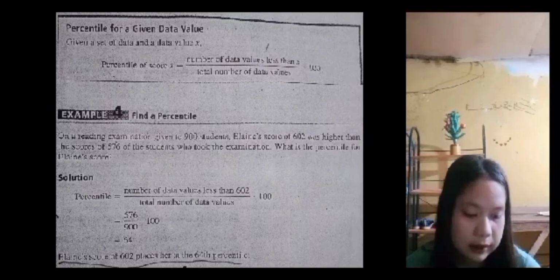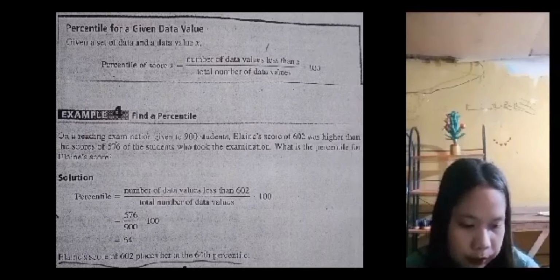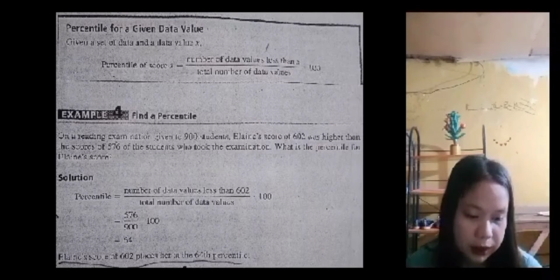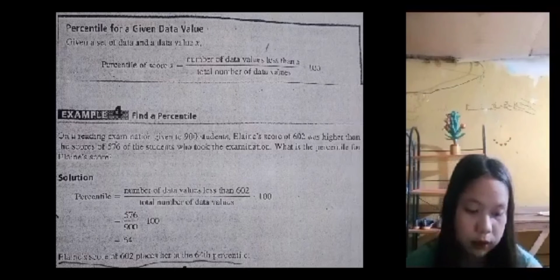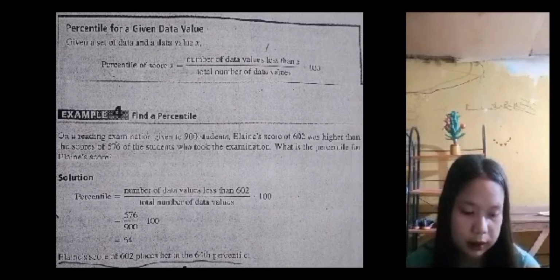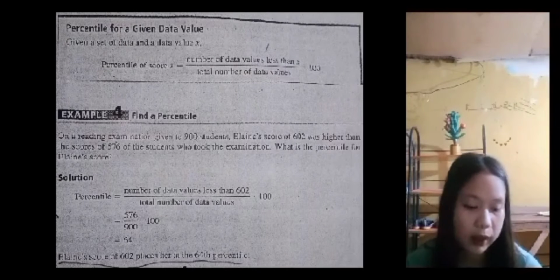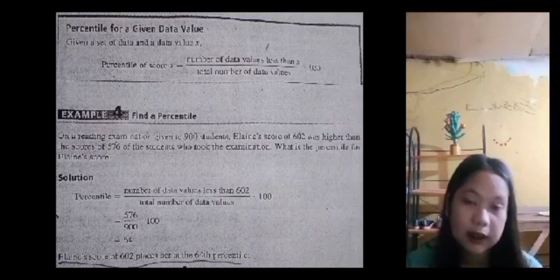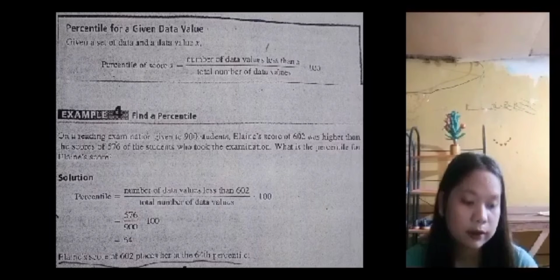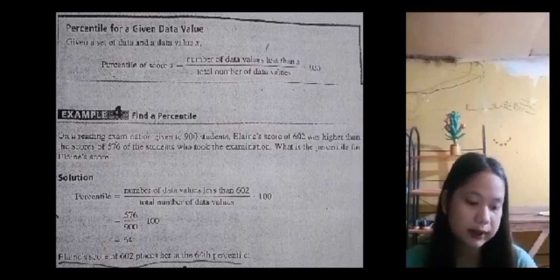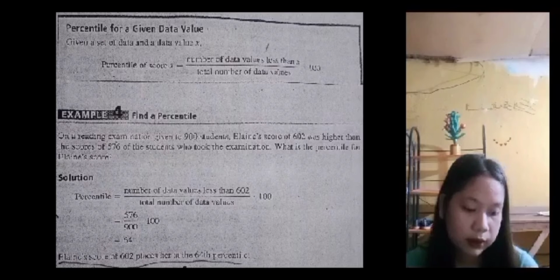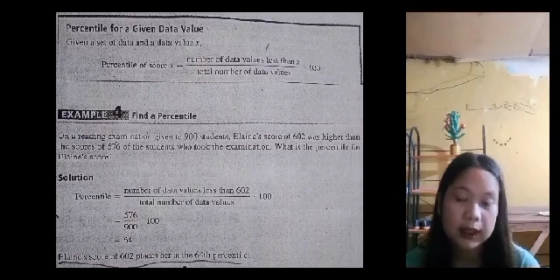So, sa baba is total number of data values. So, on the reading examination given to 900 students. So, ang total po ay 900 students. So, yan po yung sa baba, times 100. So, i-divide lang po natin sila. So, 576 divided by 900 times 100 equals 64. So, ito po yung 64. Elaine's score of 602 places her at the 64th percentile. So, ika-64th percentile po yung score ni Elaine.